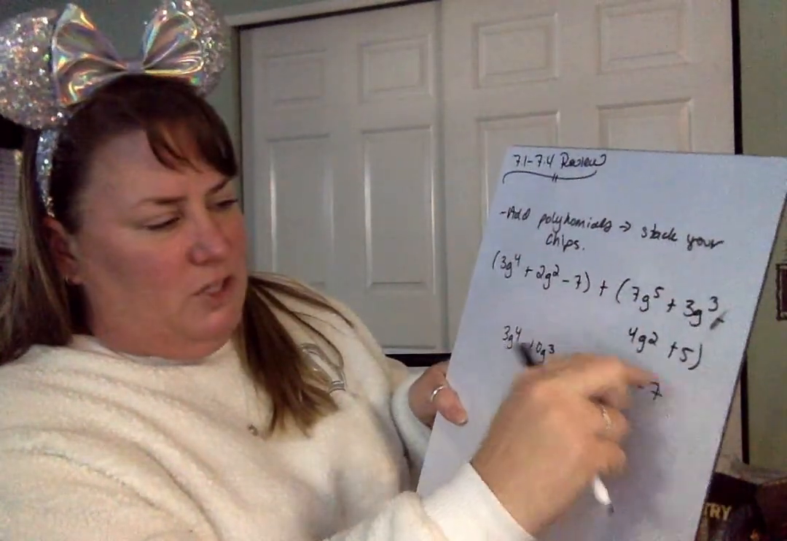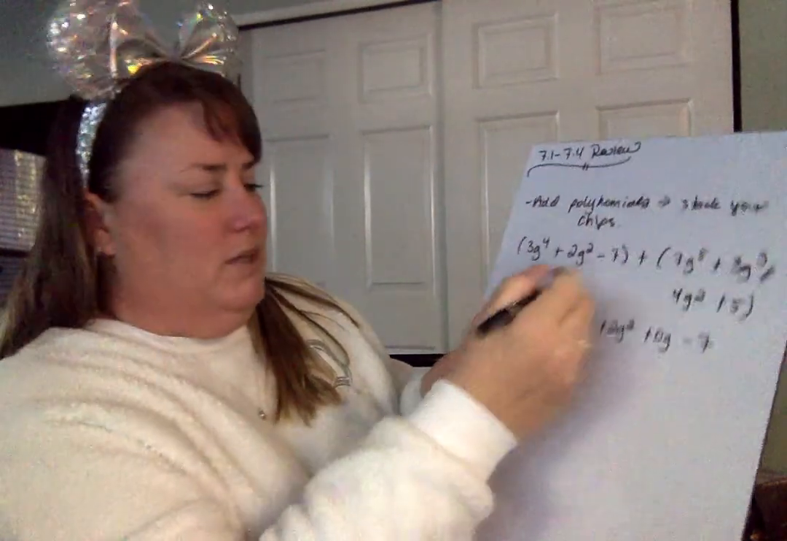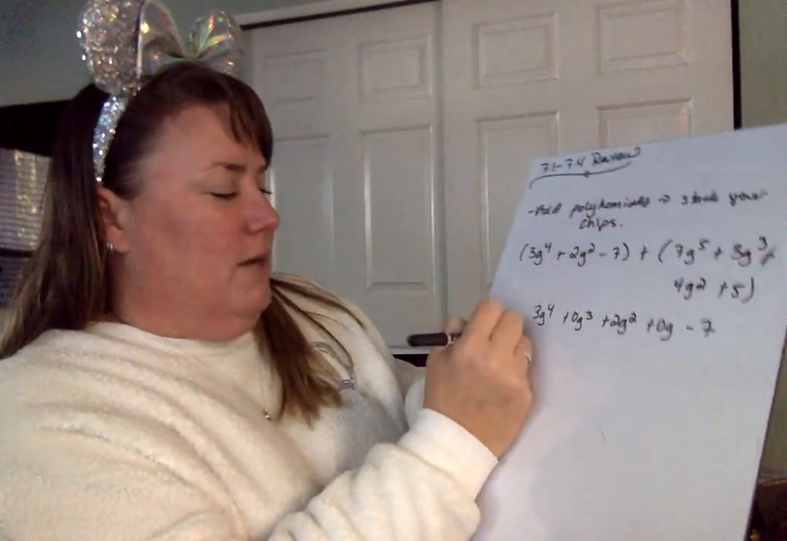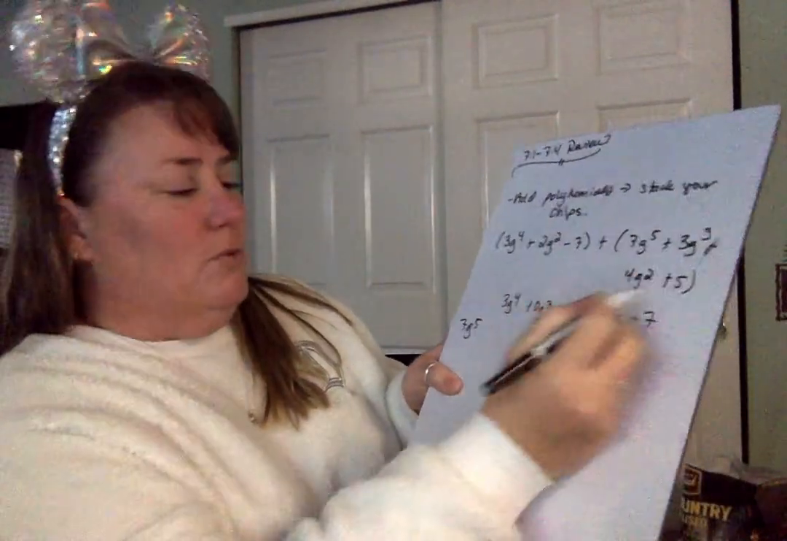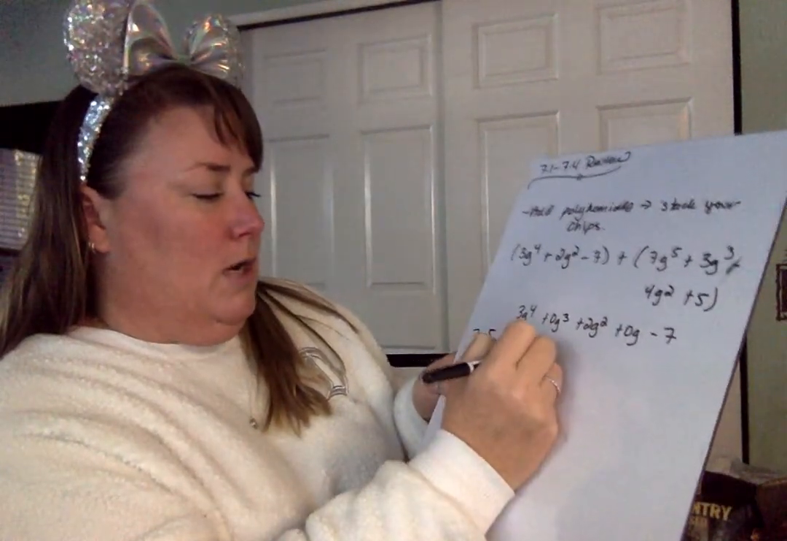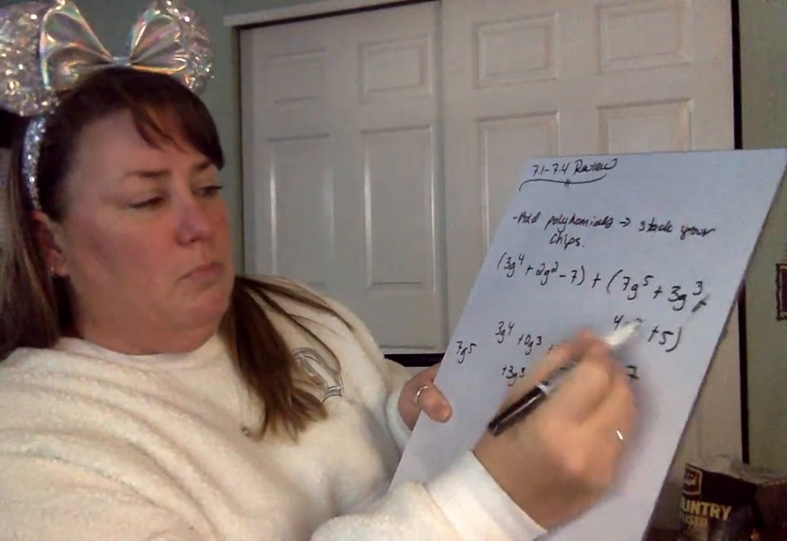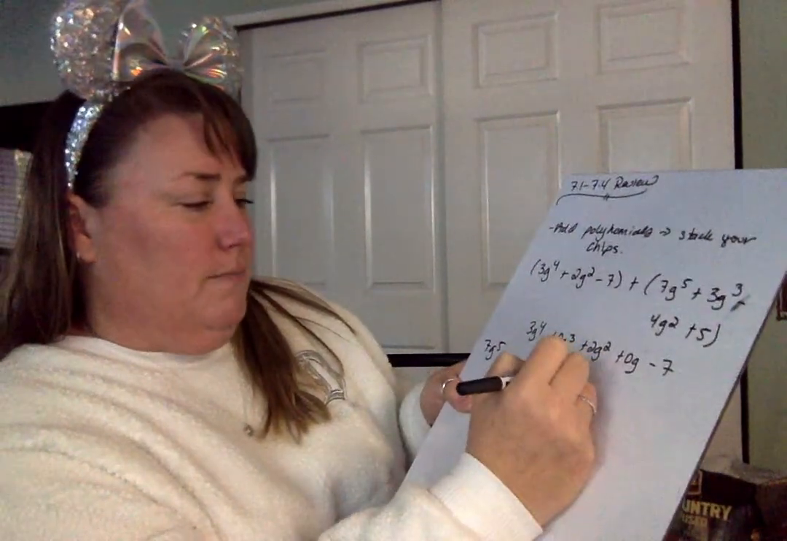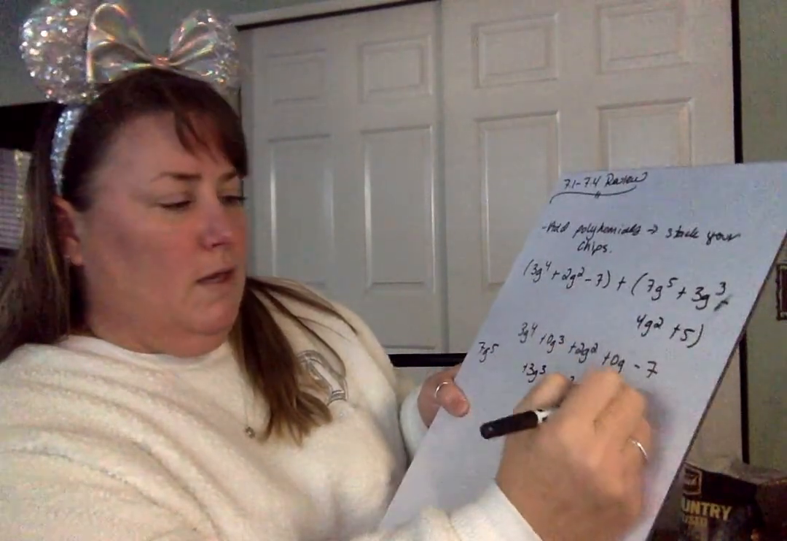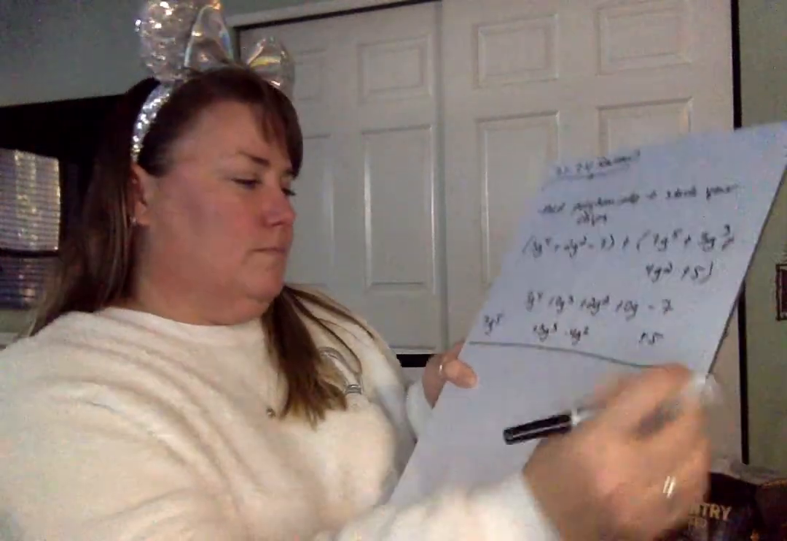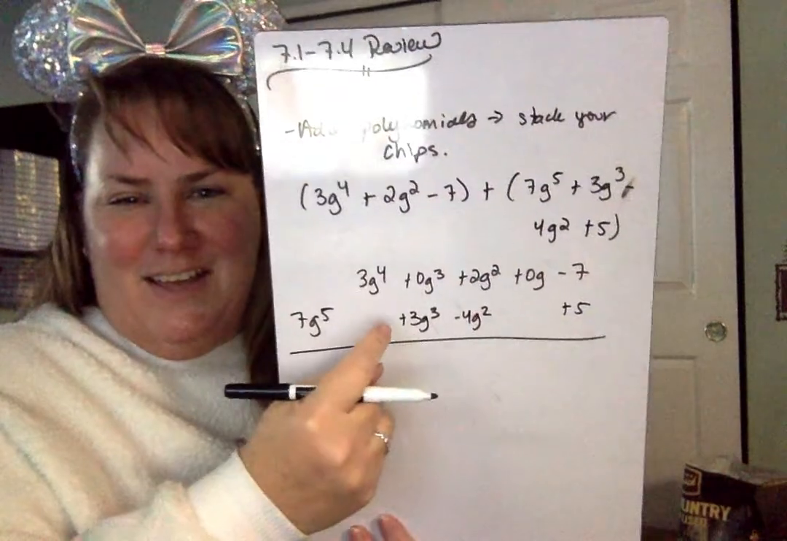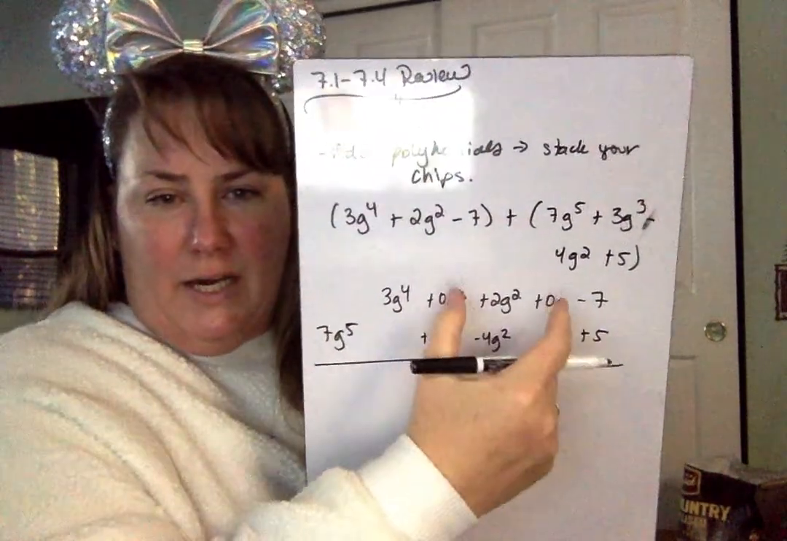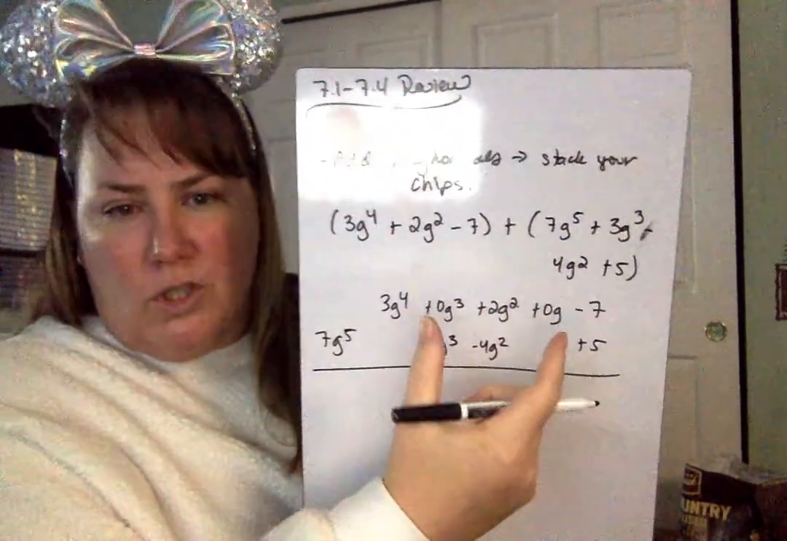So now when we stack our chips here, since we're adding, we're going to put 7g to the fifth out here because you can't combine that with a fourth term. And then plus 3g to the third and then minus 4g to the second, and then plus 5. So on the top polynomial, I added in the 0 term, basically.